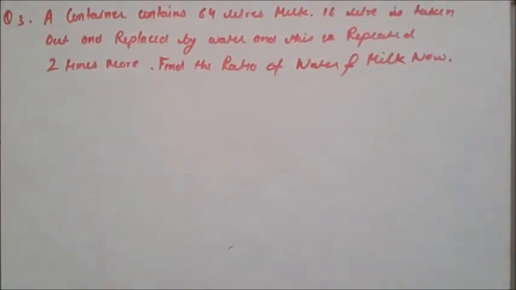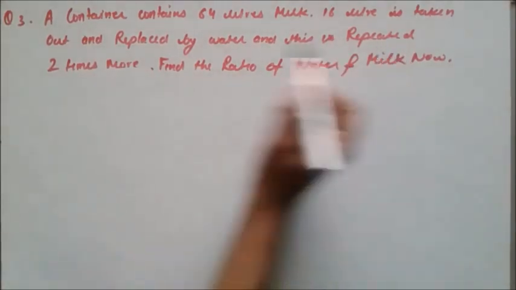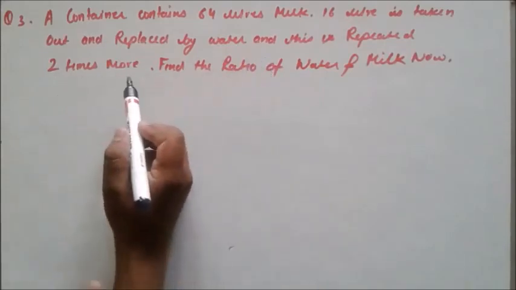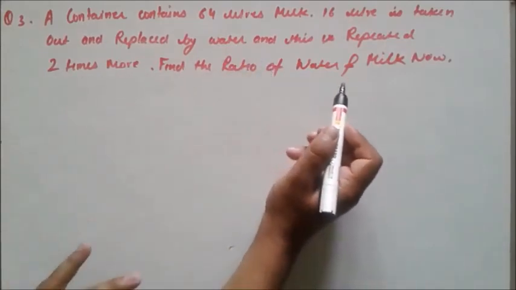So friends, here is the third question. A container contains 64 liters of milk. 16 liters is taken out and replaced with water. This is repeated 2 times more. Find the ratio of water and milk now.